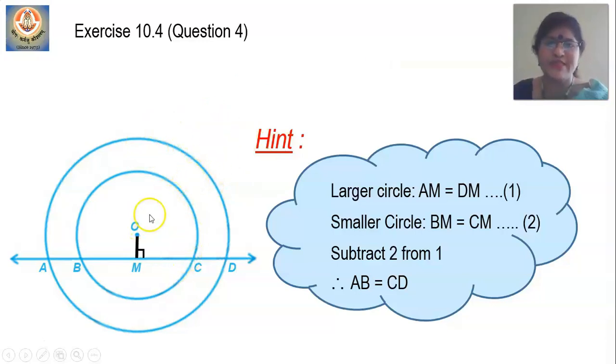They have given you two concentric circles and the center remains the same, O. This is the smaller circle and the larger circle, and there is a line that is intersecting the two concentric circles at points A, B, C and D. Construction, you have to draw OM perpendicular to AD. And here they have asked you to prove AB is congruent to CD. This is what you need to prove. I have not put the question here. It is from 10.4, question number 4. The question says, given this figure, prove AB congruent to CD. So the hint is given here.